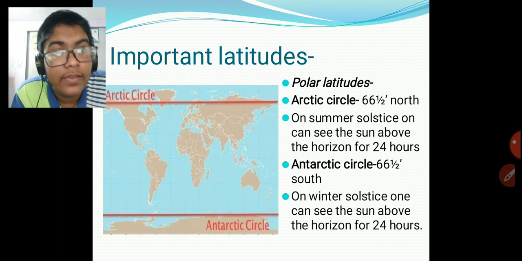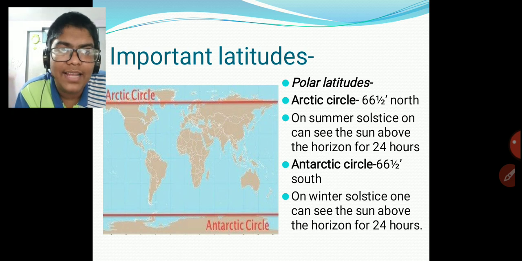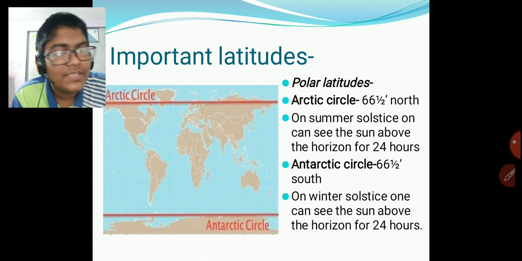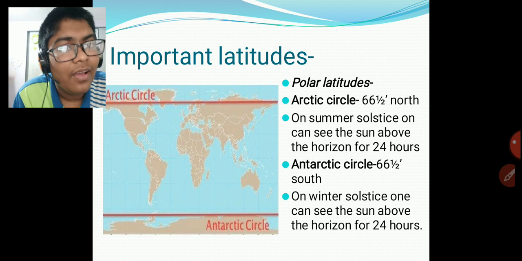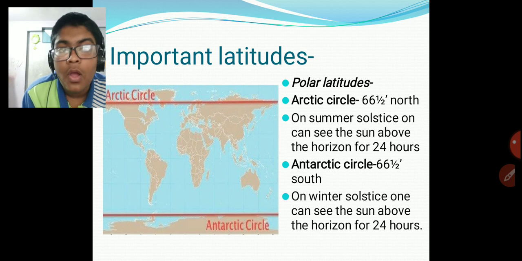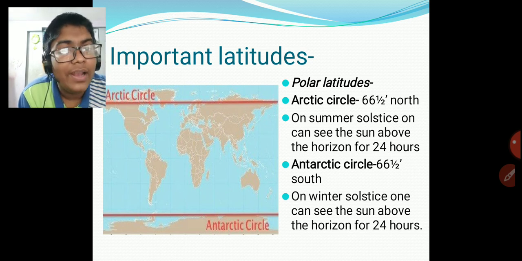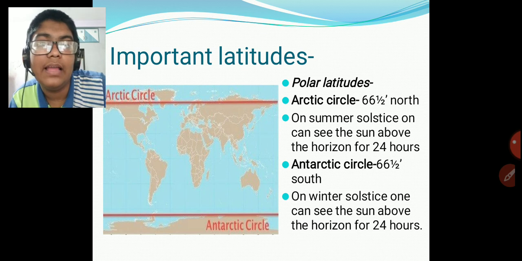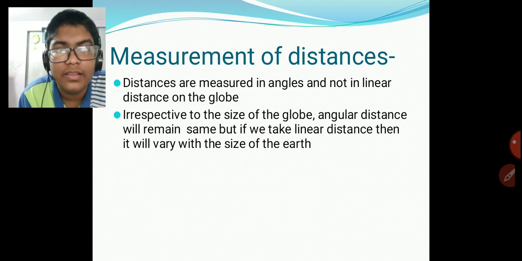Polar latitudes. They are the Arctic Circle and the Antarctic Circle, situated at 66.5 degrees north and south respectively. On the summer solstice, one can see the sun above the horizon for 24 hours in the Arctic Circle, whereas on the winter solstice, one can see the sun above the horizon for 24 hours at the Antarctic Circle.